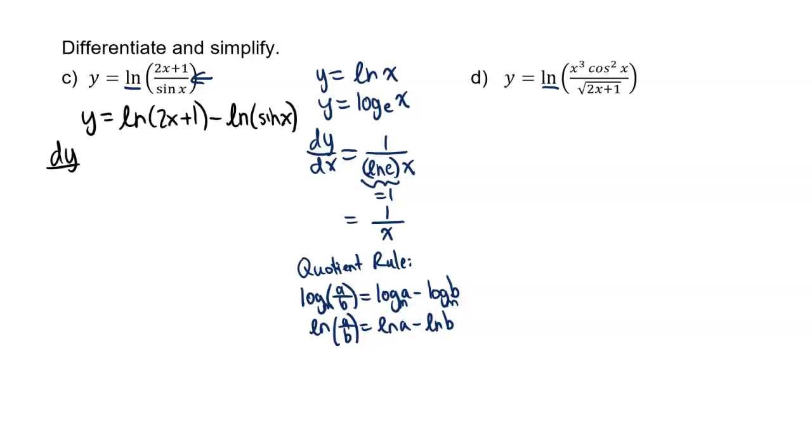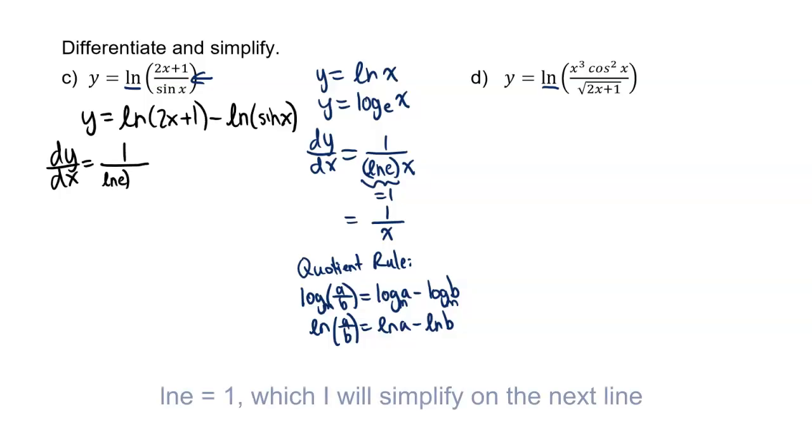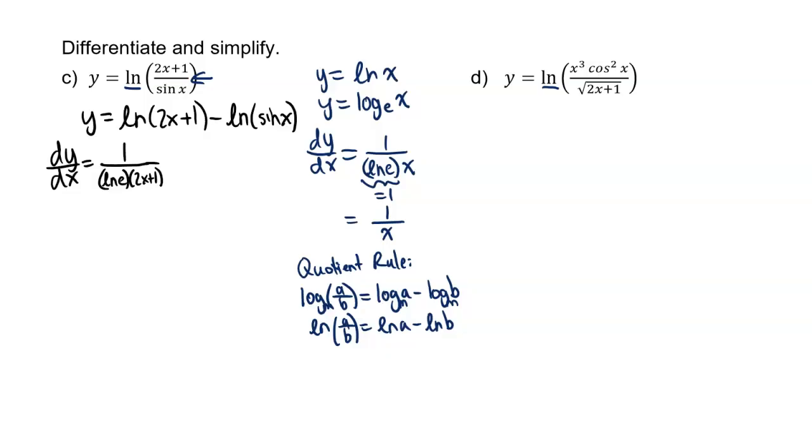So I'm going to take the derivative piece by piece. So I'm going to look at the ln of 2x plus 1 first. This is going to give me 1 over, because this is ln, that means it's log base e. So I'm going to take the ln of e times the 2x plus 1, what it's operating on, and then the derivative of 2x plus 1, because of the chain rule. So I'm going to multiply that by 2. The derivative of 2x plus 1 is 2.